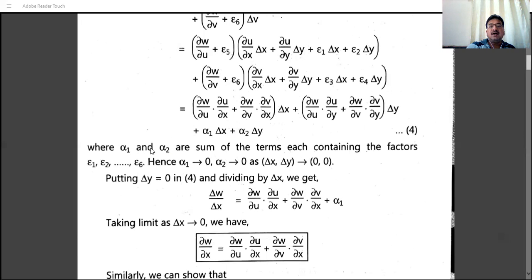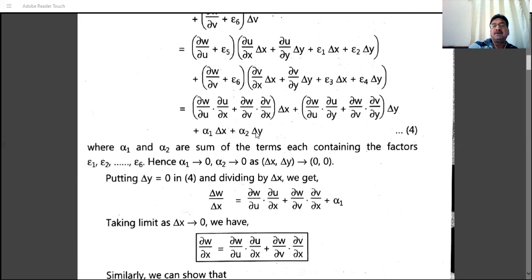So all the remaining 12 terms are denoted by these notations, alpha 1 delta x plus alpha 2 delta y. So what is alpha 1 and alpha 2? What are the remaining 12 terms? If we observe the remaining 12 terms, their coefficients are either delta x or delta y. Out of the 12 terms, 6 terms contain the coefficient delta x, and 6 terms contain the coefficient delta y.